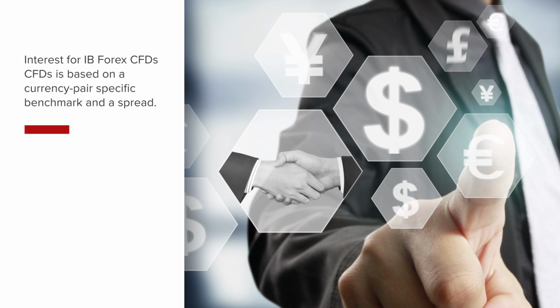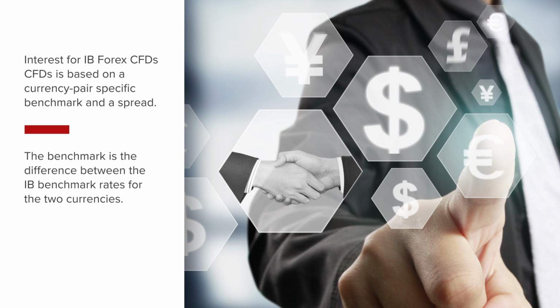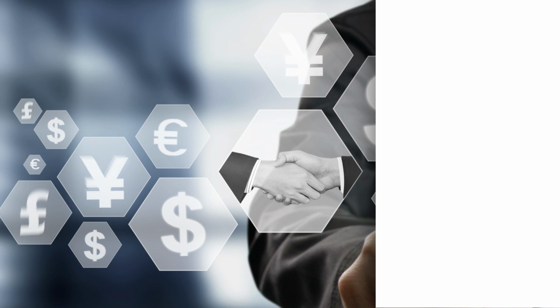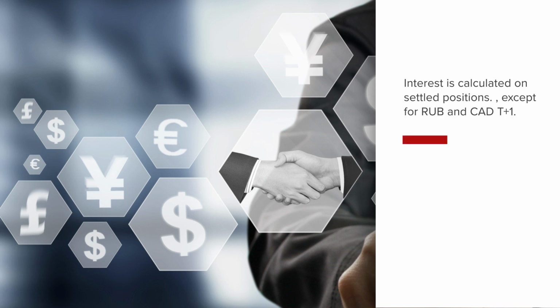The carry interest for IB Forex CFDs is based on a currency pair specific benchmark and a spread. The benchmark is the difference between the IB benchmark rates for the two currencies. It is calculated as long benchmark base currency minus benchmark quote currency to which a spread is added. As for all CFDs, interest is calculated on settled positions. Settlement is T+2, except for Russian rubles and Canadian dollars, which is T+1 settlement.